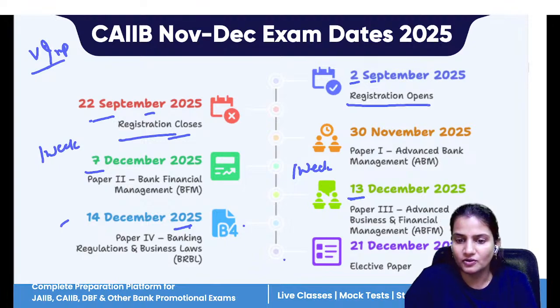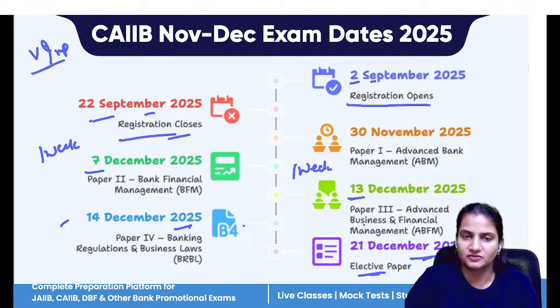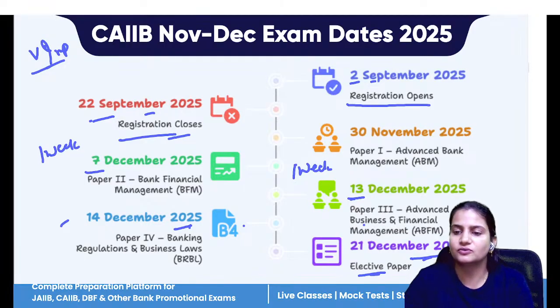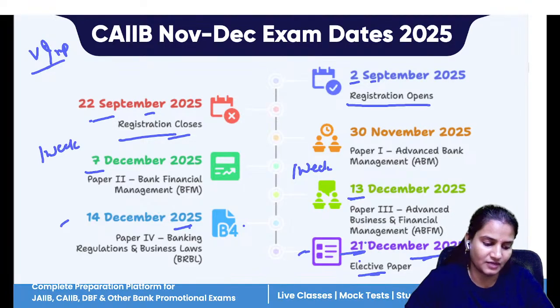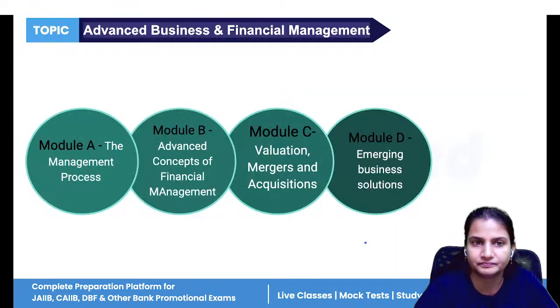But one good thing is that you have been given 1 week time for your elective paper this time. For the past 2-3 cycles, there was no gap for the elective paper. This time you have 1 week time for elective paper, that is on 21st of December.